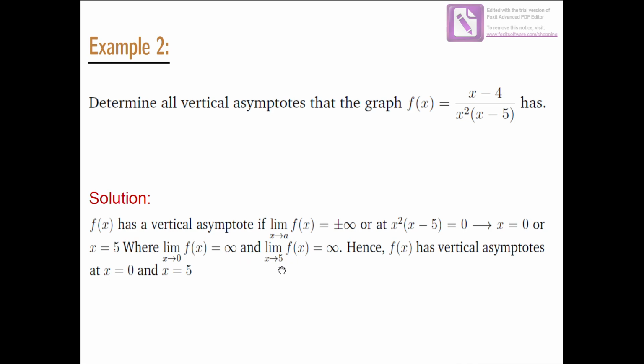And the limit of f(x) when x approaches 5, if you replace this x by 5, you will get 5 minus 4 over 5 squared multiplied by 5 minus 5. So here we will divide by 0 also, and here also it is infinity. So the limit of f(x) when x approaches 0 is equal to infinity, and when x approaches 5 it is equal to infinity. So since the limit here is infinity and the limit here is infinity, we conclude that f(x) has a vertical asymptote at x is equal to 0 and x is equal to 5.